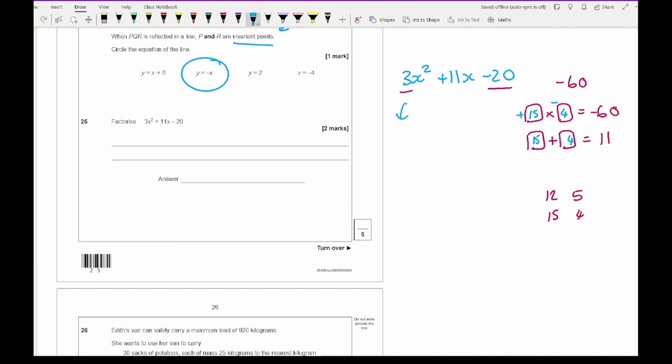So from this, what I've got is 3x squared plus 15x minus 4x minus 2. Then I want to factorize the pairs. So I get 3x, and then x plus 5, minus 4, x plus 5. So then, oh, that should be an x there. And that's correct. So we get 3x minus 4, and my two brackets are going to be 3x minus 4 and x plus 5.